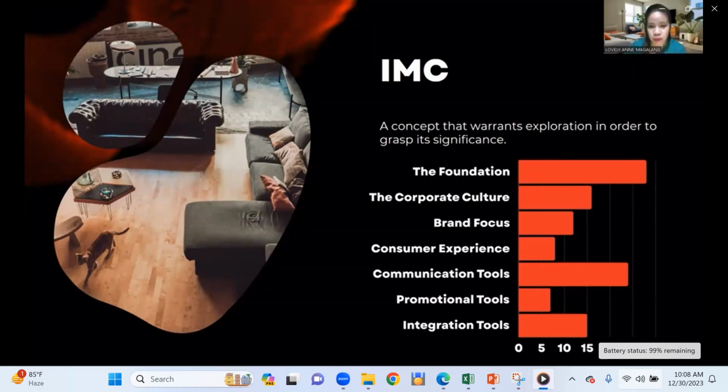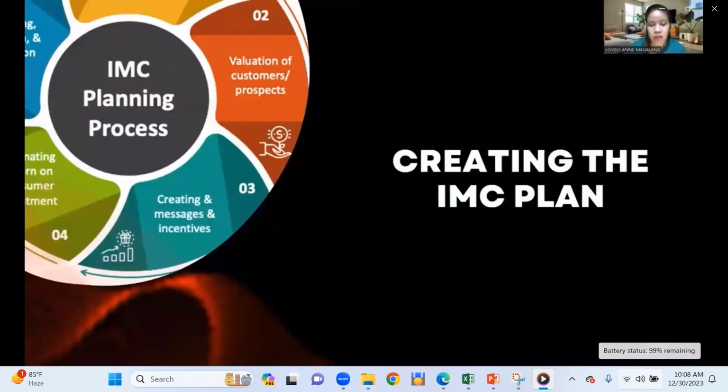And since we already know what IMC is, then next is creating the IMC plan. So to illustrate this by example, an organization specializes in offering honeymoon vacation packages, for example. Therefore, their target market are those married couples, which they can promote through different channels such as social media, banners, newspaper, and etc. And in the process of developing an IMC plan, we need to consider the resources and time constraints to promote a product or service.